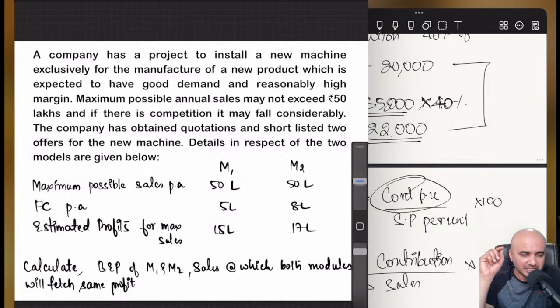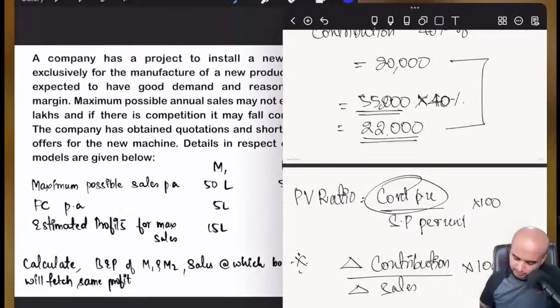Fine. Let's see what exactly is being asked. Calculate BEP. Okay, fine. For both M1 and M2, BEP means that level of production or sales wherein there will be no profit and no gain, and sales at which both the models will fetch same profit. Okay, that would be interesting, wherein we'll have to look at sales with both the models fetching us the same level of sales. Let's see.